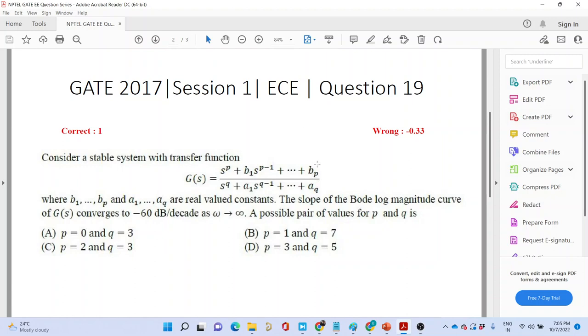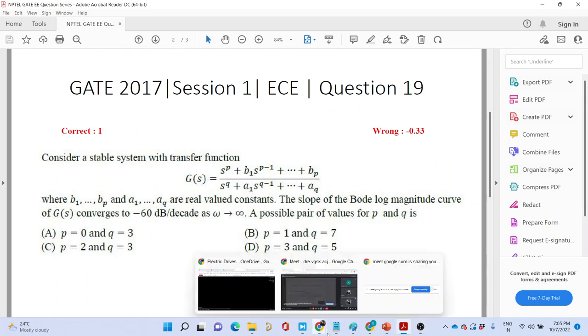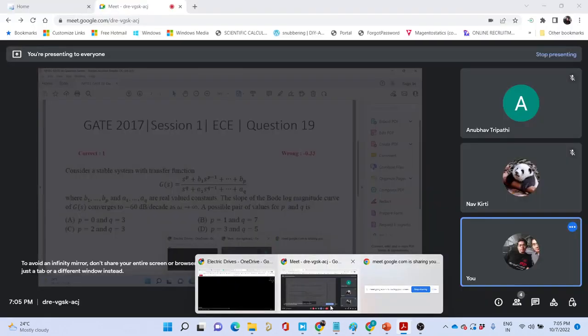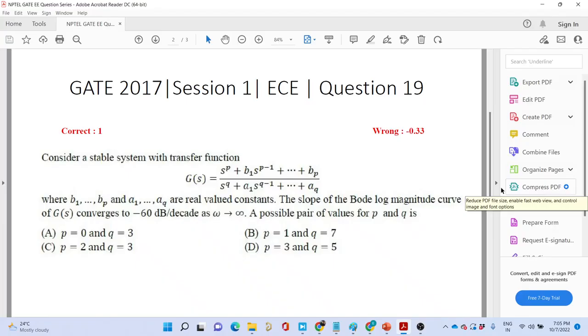A. Okay. Anybody else? Who else is there? Navkirti is there, right? Navkirti, did you get the answer? What is your answer? Sir, minus is the slope, so there will be poles contributing to that slope, and minus 20 into 3, 60. So there should be three poles.